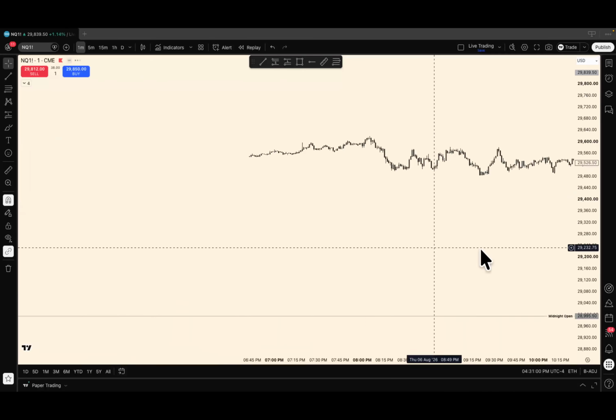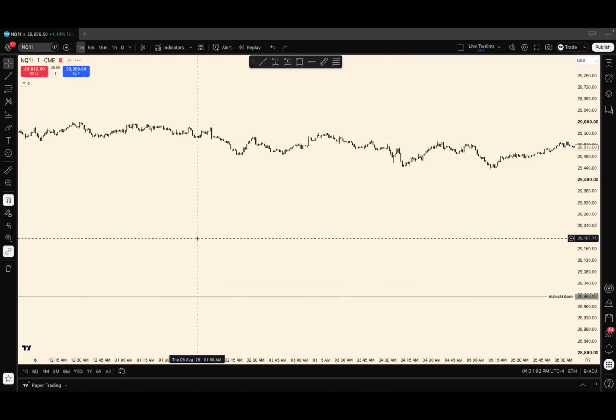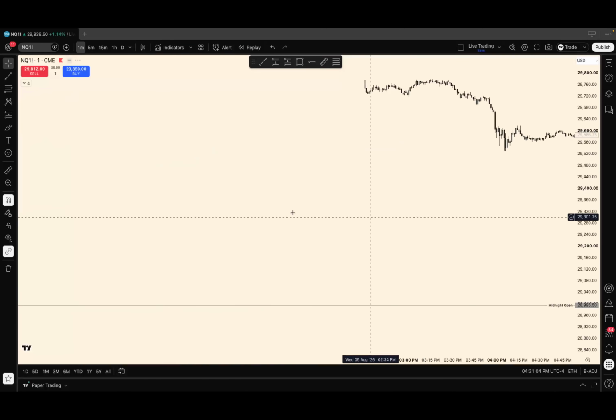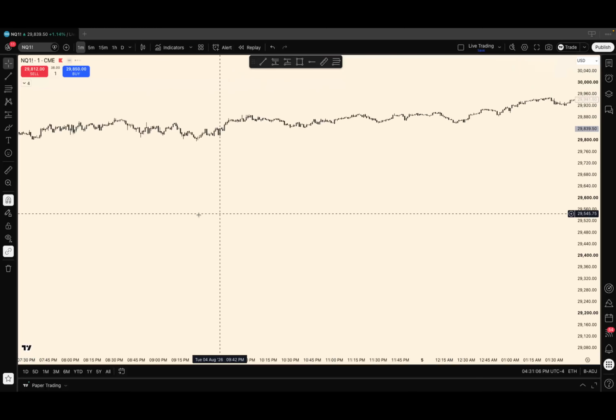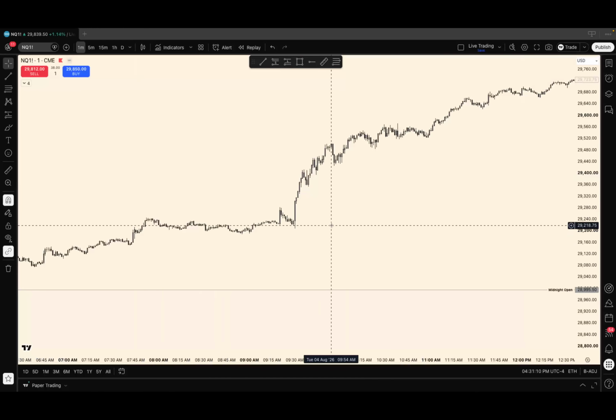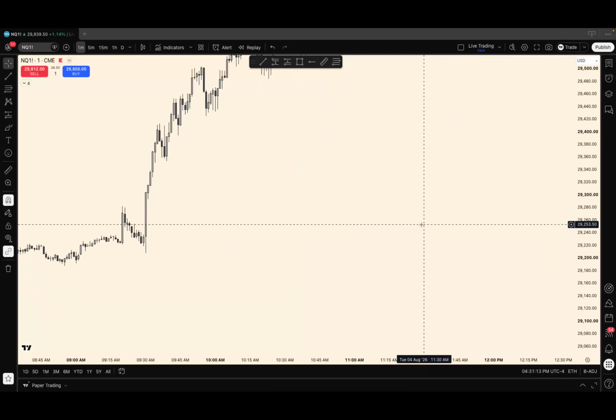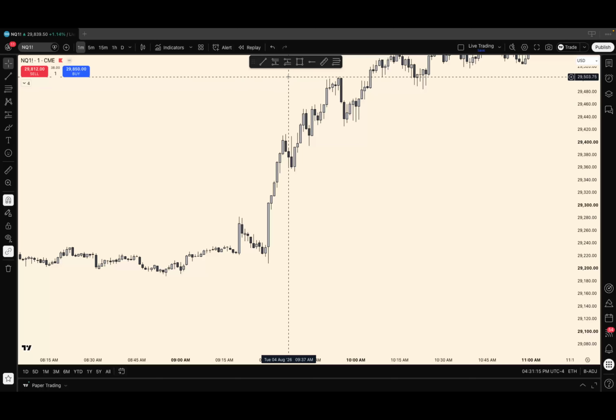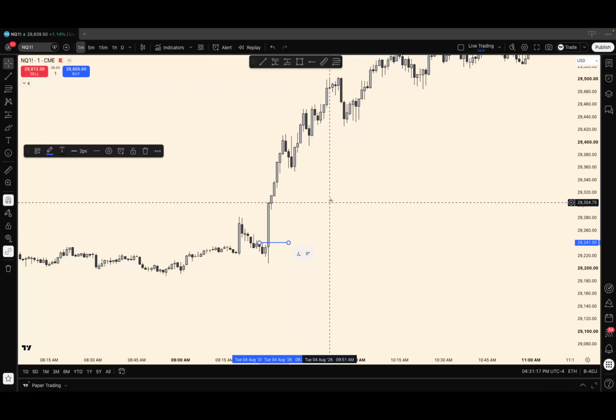This is not it. I have to scroll all the way back. Oh my gosh, I should probably just bar replay this, but it's whatever, because I want to show you more of the other side. So here's 9:30, right? 9:30 opens high, right? Opens low, creates that wick, right? Closes above the change in state of delivery.